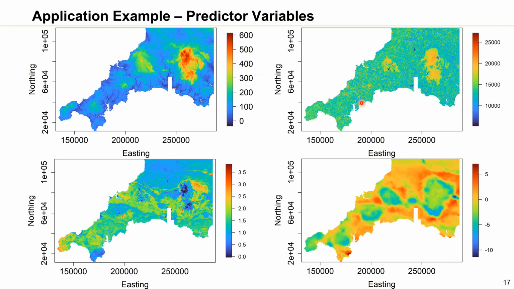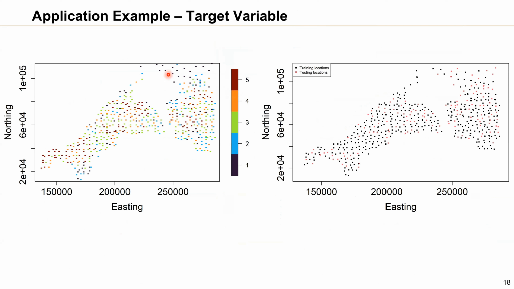So here, this is some example of the predictor variables. This is the elevation. This is the Bouguer anomaly. This is the potassium counts. And now this is the training data. Here, in black is the training data, and in red is the testing data.